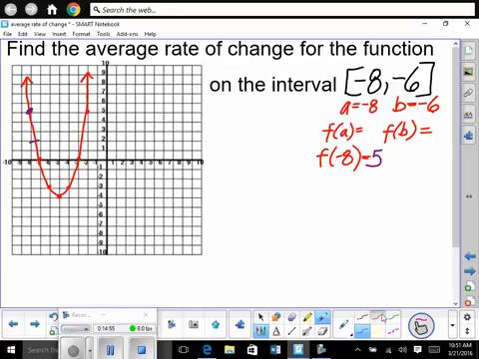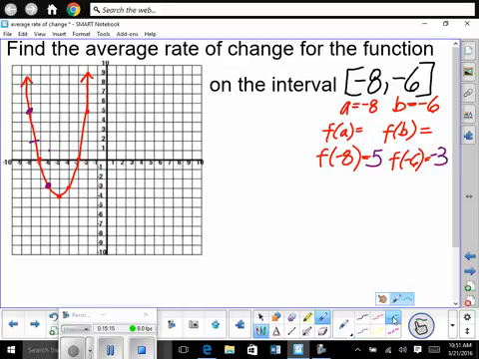And once again, our function at b, so we're really looking, what's our function at -6? So you'll look with your eyes. Find -6. Where's our function at -6? Negative 3. Does everybody see that? So negative 3. So then now we can just do our formula.